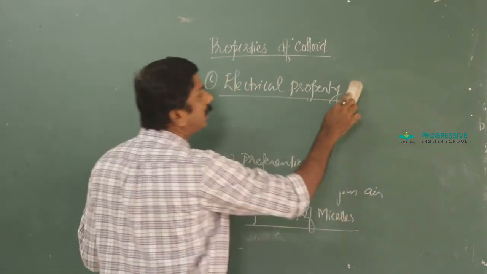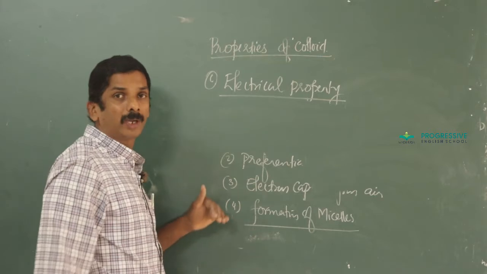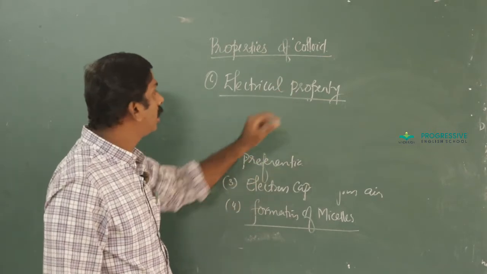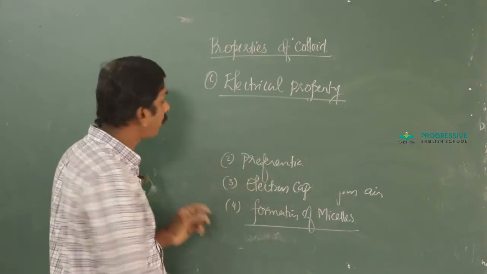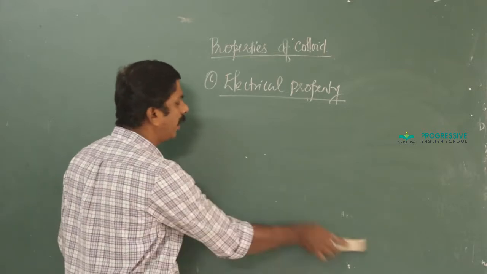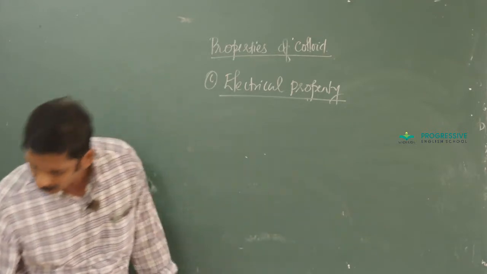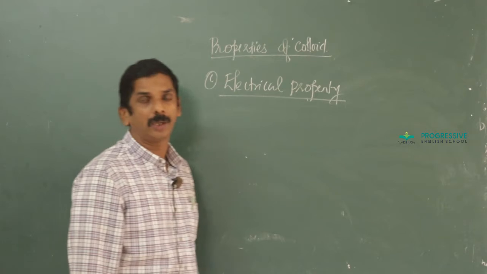Till then we didn't mention what is the name of the electrical property. I will tell that name after some time. These are the different ways by which colloidal particles acquire charge. They are either positive or negative.